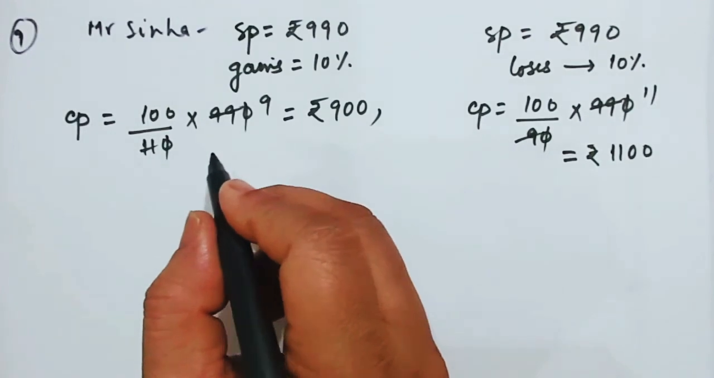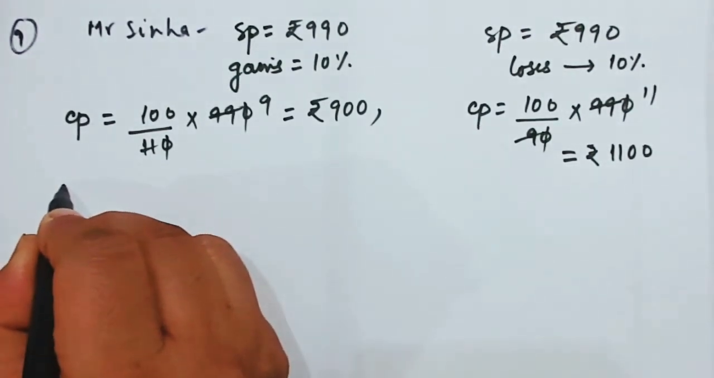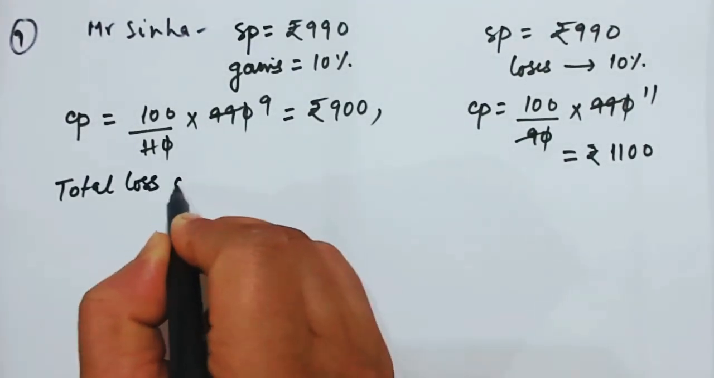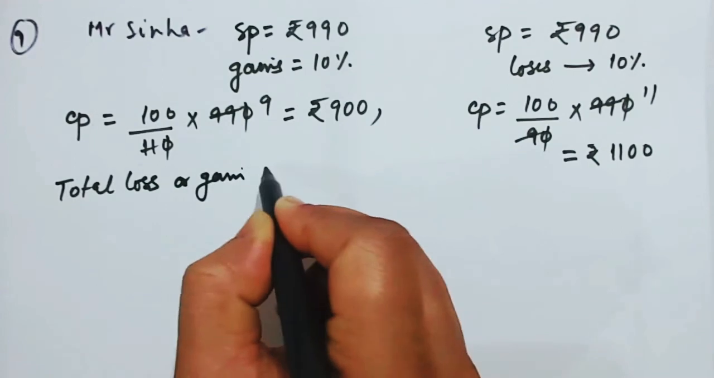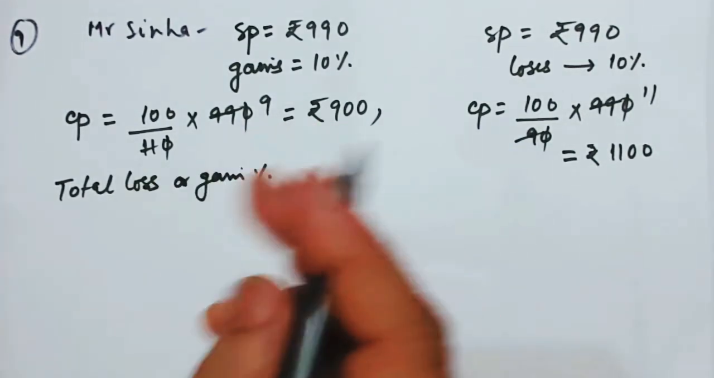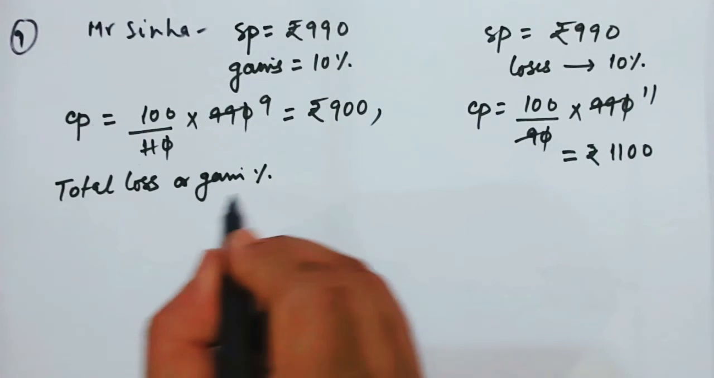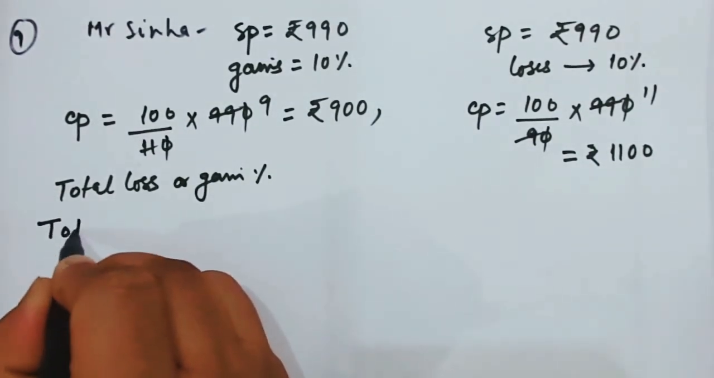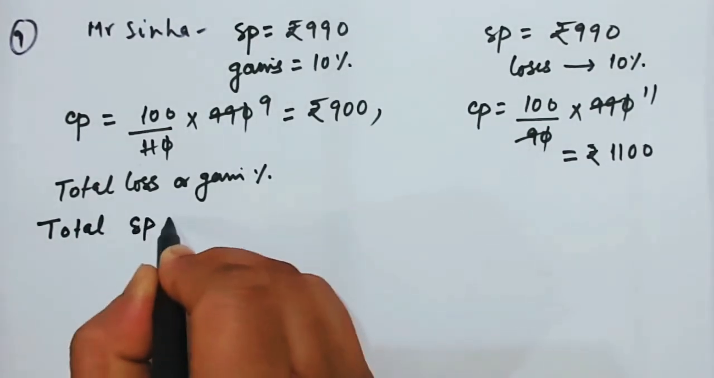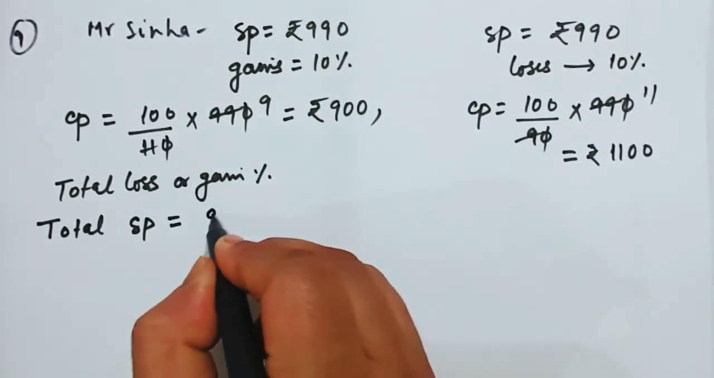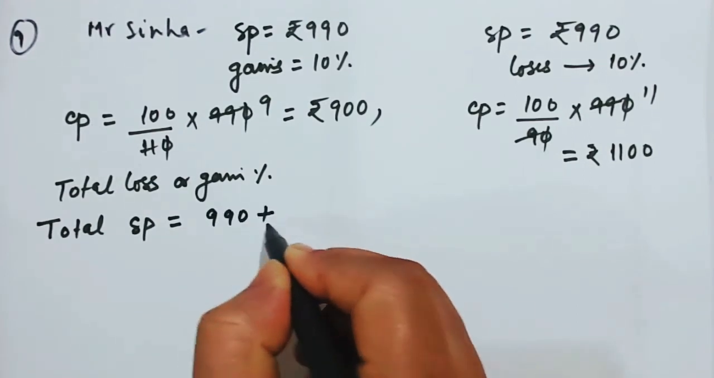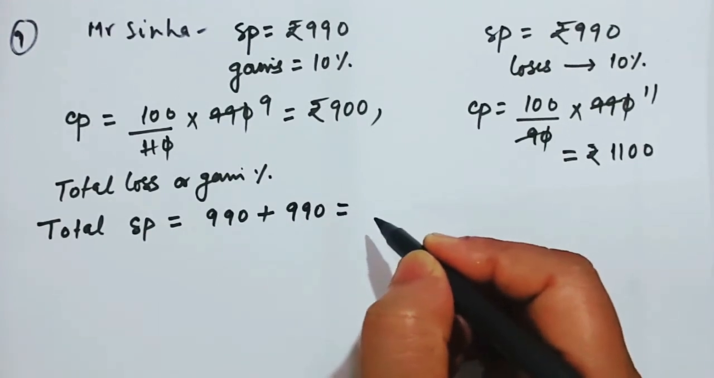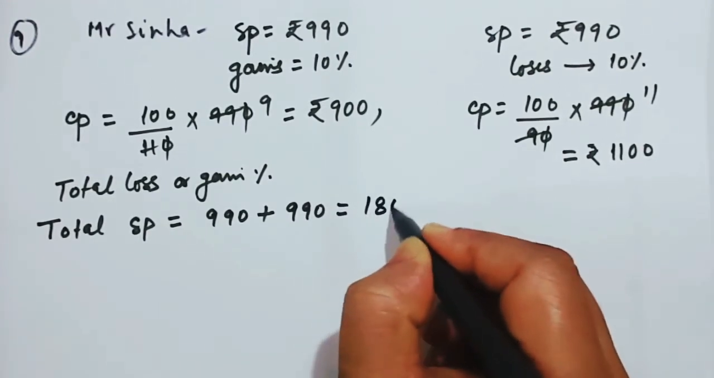Now what are they saying? Find the total loss or gain percent on the whole transaction. So for total loss or gain, you will have to find the total cost price. So what was the total selling price? Let us find the selling price first, because we had two tape recorders whose selling price was 990 and 990, which is equal to how much? 1980. Fine.